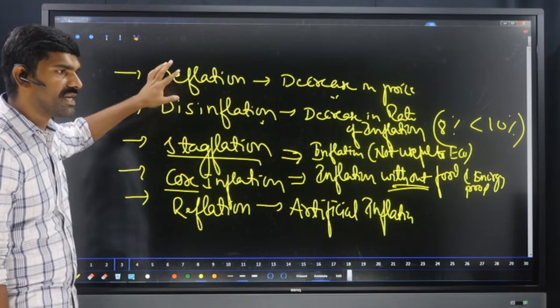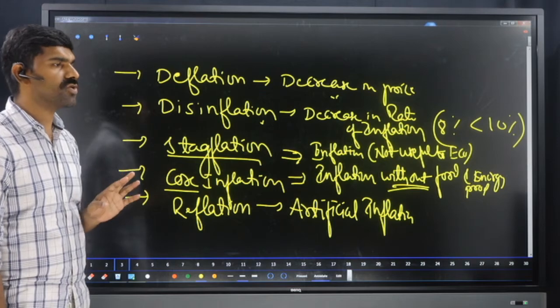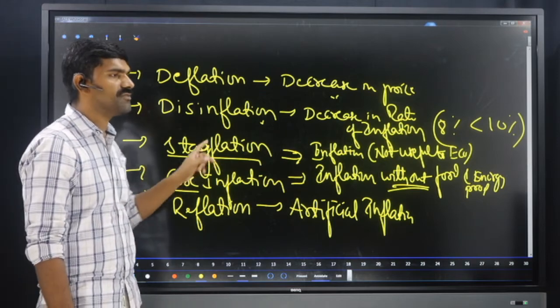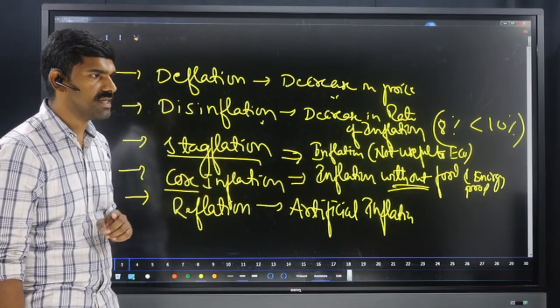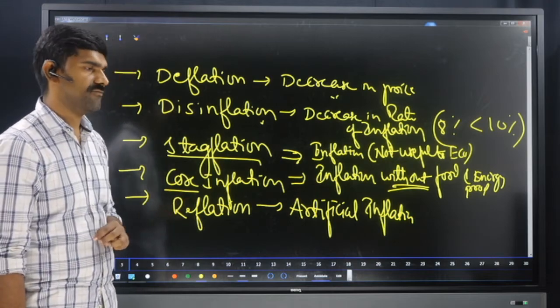Disinflation means a decrease in the rate of inflation. Stagflation means inflation without growth of the economy. Core inflation means inflation without considering food and energy products. And reflation is nothing but artificial inflation.